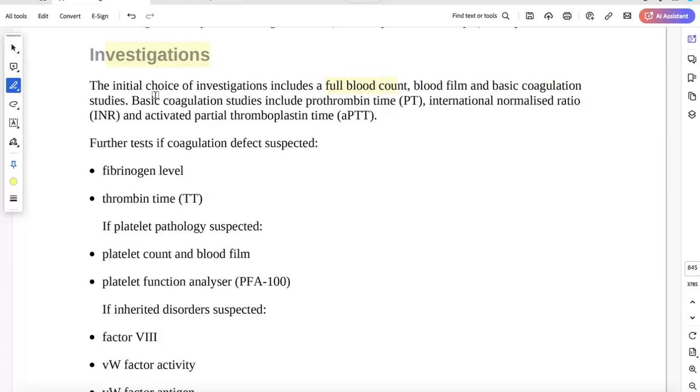Okay. And then you also do the basic coagulation studies, which means that you check the prothrombin time, you check the INR, and you check the activated partial thromboplastin time. So you mainly check the PT and APTT. So we are mainly checking the full blood count, prothrombin time, and activated partial thromboplastin time. Now, can anyone tell me what these two mean? Like what is PT and APTT?